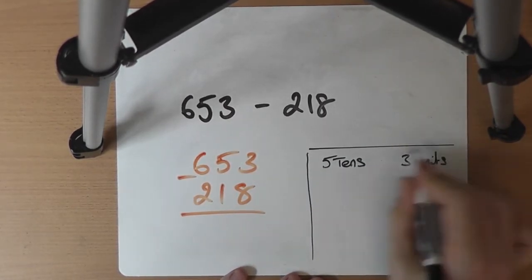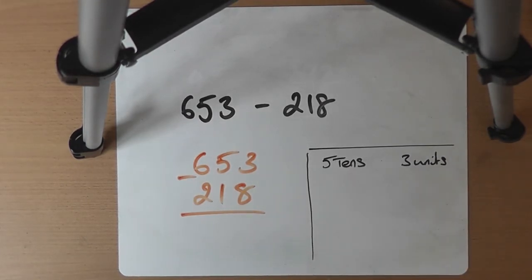The problem is we need some more units. Now these units are a little bit like having pound coins. We've got 3 pound coins and we've got 5 10-pound notes and we need to get some more pound coins. Where are we going to get those pound coins from? Well, we're going to get them from swapping one of the tens.